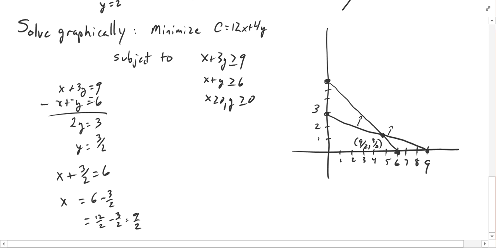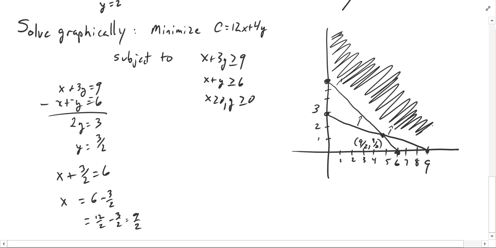And the feasible region, again with x plus y is greater than or equal to 6, 0, 0 is not going to be a solution. If you sub in 0 for x and 0 for y, you'll get 0, and 0 is not greater than 6. So I don't want the 0, 0 side. I want the opposite side. So it looks like my feasible region is this unbounded region out here.